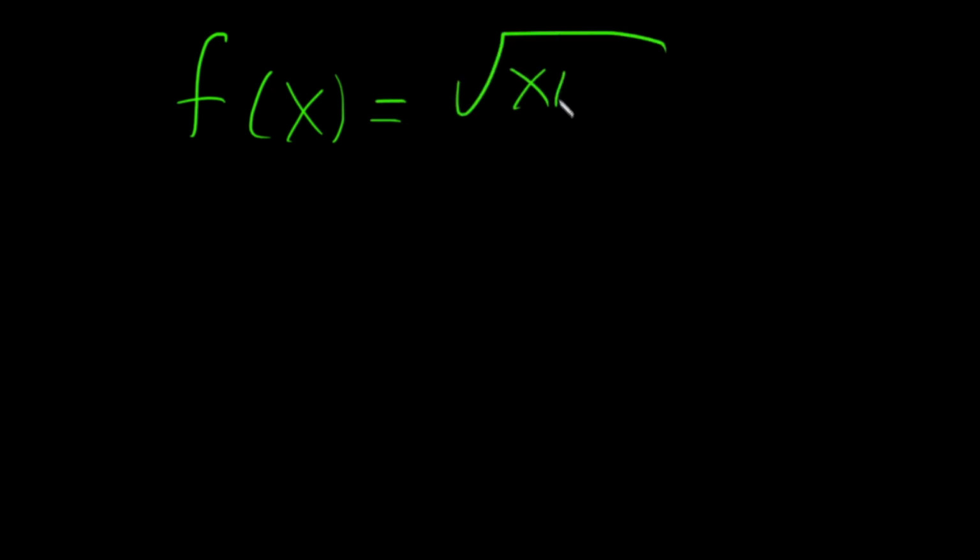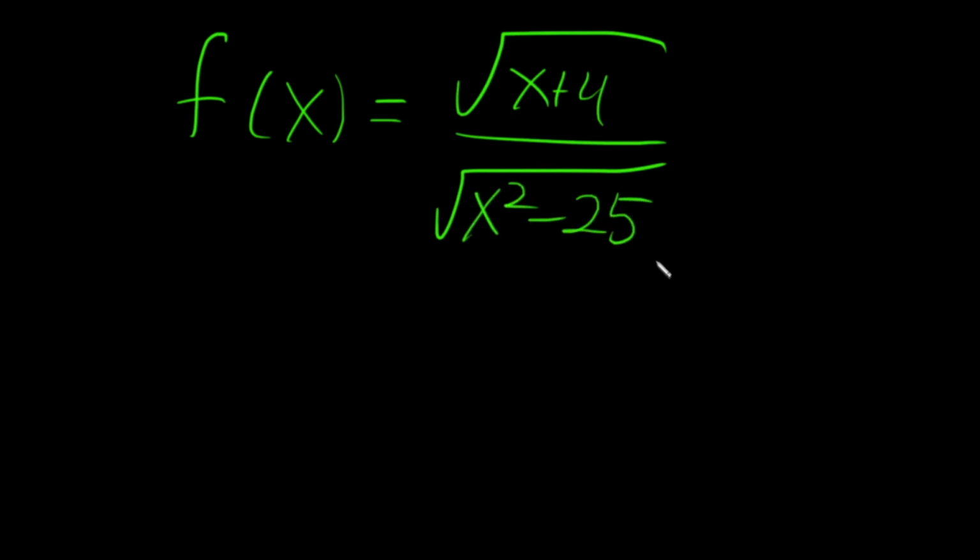Here's another very important example to look at. Say we have f of x is equal to the square root of x plus 4 over the square root of x squared minus 25. The numerator is pretty straightforward. We cannot have a negative here, so x plus 4 must be greater than or equal to 0, and simplifying, x is greater than or equal to negative 4.